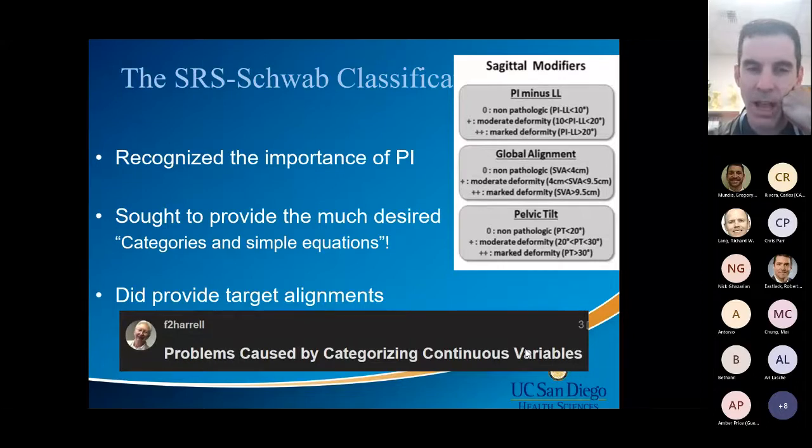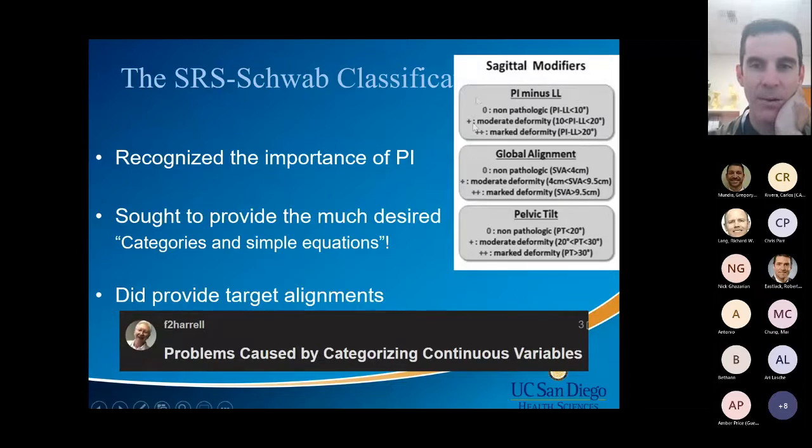One of the important takeaways of the Schwab classification is that they identified the importance of pelvic incidence in determining your sagittal contours. And now, fellows, you should all look at this. This is the original SRS Schwab classification. It's not plus or minus 10. It's pelvic incidence minus LL is less than 10 degrees. Minus 10 degrees gives you a 20-degree range, which is totally different. Moderate deformity and marked deformity, right?